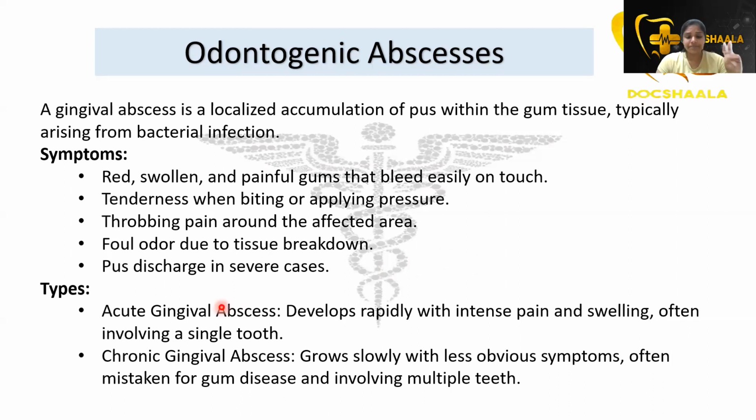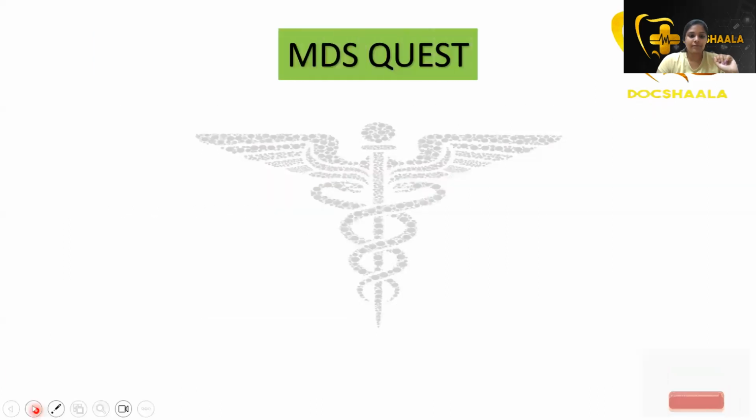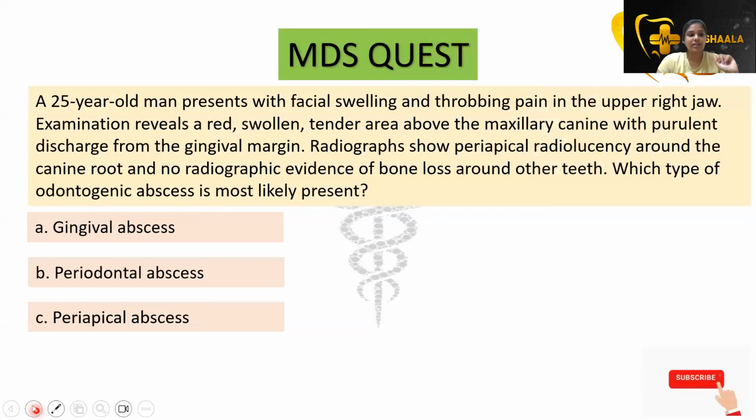It is also of two types: acute gingival abscess, which develops rapidly and involves only a single tooth, and chronic gingival abscess, which grows slowly with obvious symptoms and is often mistaken as a gum disease but involves multiple teeth. So this you have to remember. Let's go with the question now.